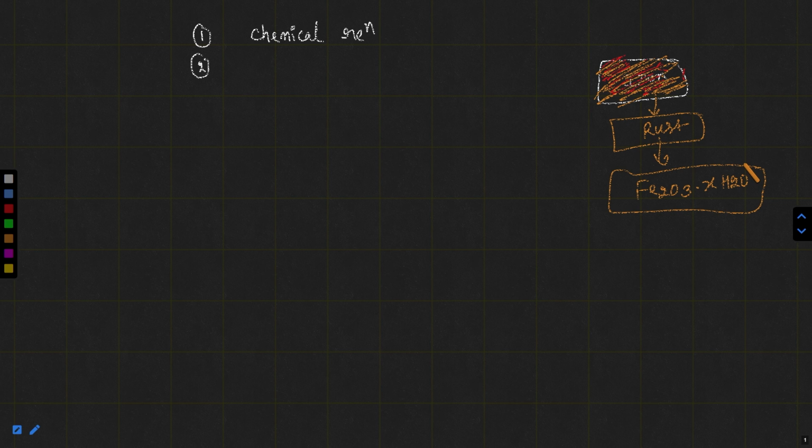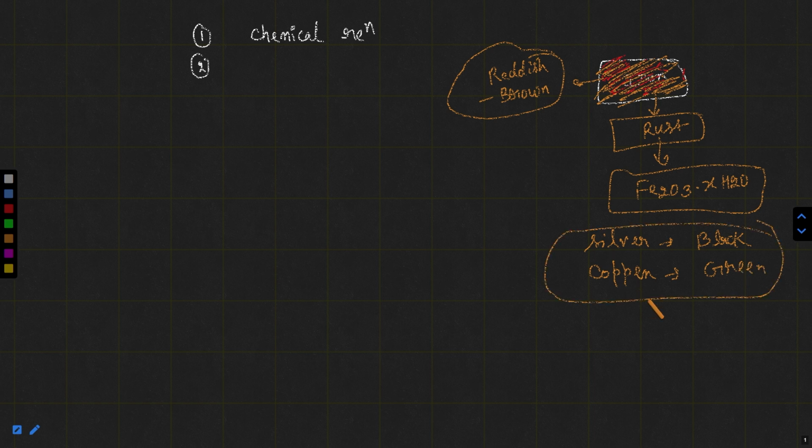Corrosion is the decay of metal due to the attack of atmospheric gases. In the case of iron, it is named rusting, and in the case of copper and silver, it is named tarnishing. In the case of iron, there is a reddish brown colored layer deposition. In the case of silver, it will be black, and in the case of copper, it will be a green colored layer. In the case of copper and silver, this corrosion is named tarnishing.